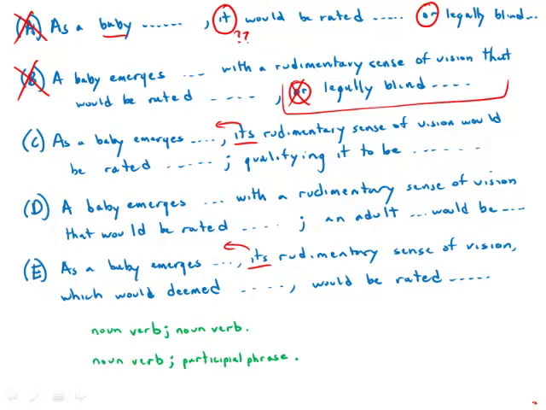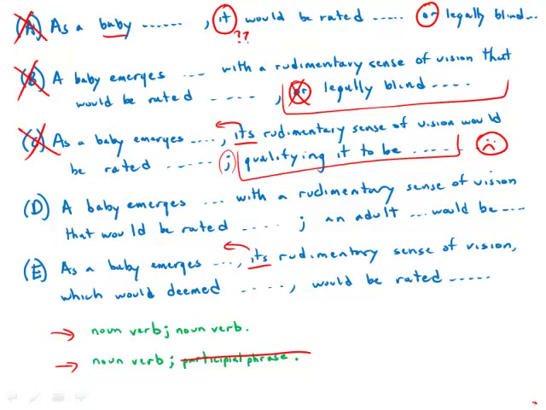C, we have a big grammatical problem. We have a semicolon, and when you have a semicolon, you have to have the structure noun and verb, a full independent clause before the semicolon, and a full independent clause after the semicolon. If you have a noun and a verb and then a participial phrase, as you have in C, this is a sentence fragment. This is grammatically incorrect. And so what we have in C is a sentence fragment.